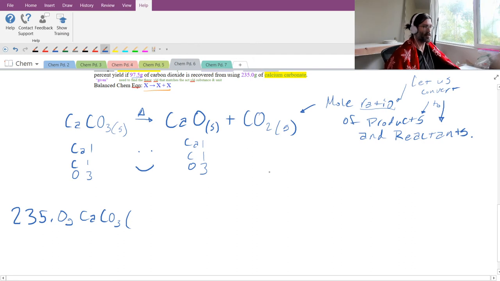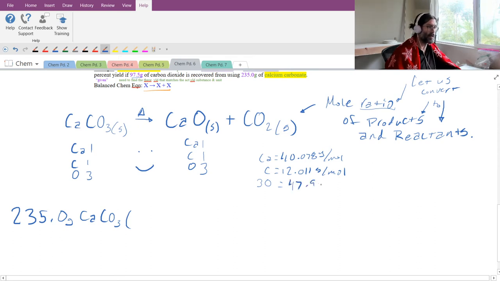So let's do that. We'll need the molar mass of calcium carbonate. Calcium is 40.078 grams per mole. Carbon is 12.011 grams per mole. And oxygen, three oxygens, is 47.997 grams per mole. Thank you so much for calculating this in the chat. It makes things go so much smoother. 100.869 grams per mole for calcium carbonate.